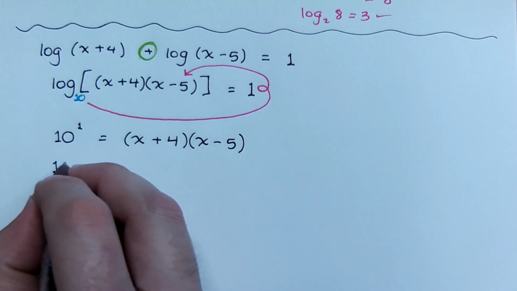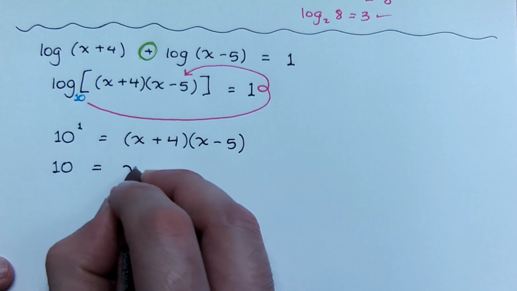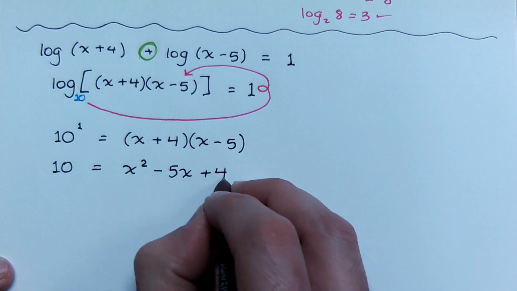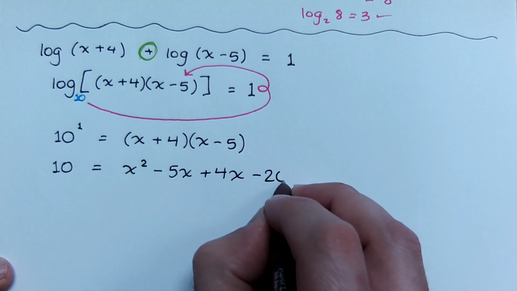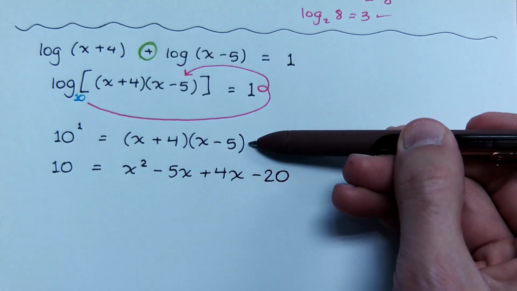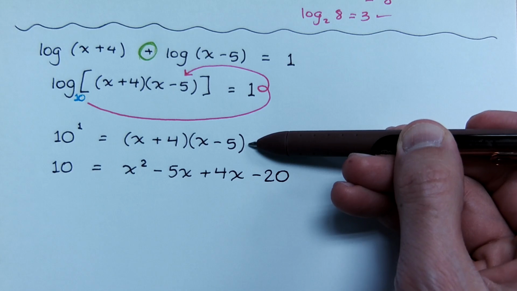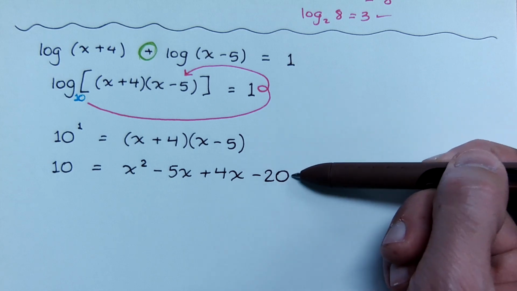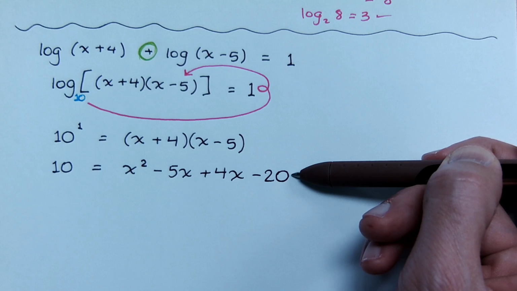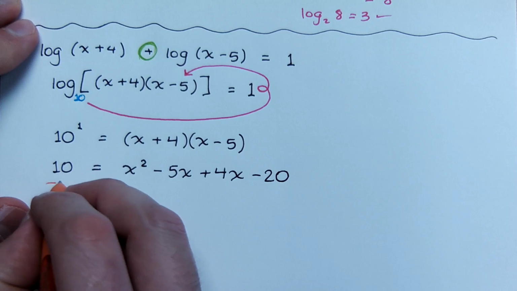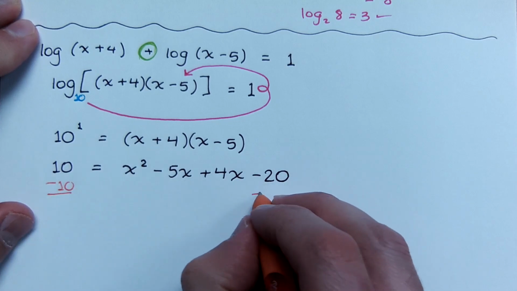So let's go ahead and work this out. On the right side of the equation, when you FOIL, x squared minus 5x plus 4x minus 20. And here's the thing. Once you're at this point, until you get x by itself, you don't even have to worry about the fact that this was a logarithmic equation. You have something that's quadratic, and you know how to solve these. As we were mentioning before, you want to make sure that everything is on the same side so that hopefully you can factor. So let's go ahead and subtract 10 on both sides.